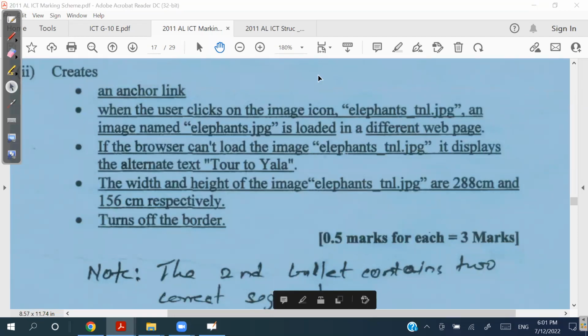Right. Anyone who copied from this part? Right. Okay, so it takes 3 marks. So if you have missed any point, reduce 0.5 marks for each and every point that you have missed.